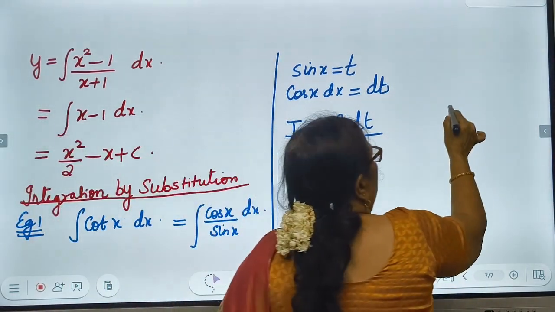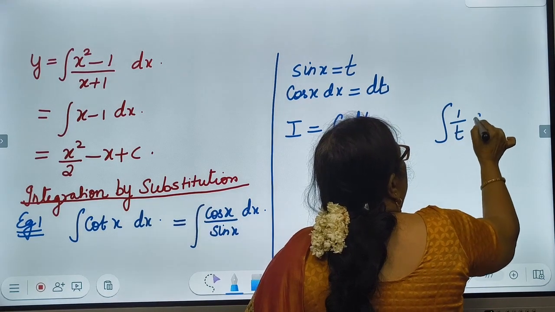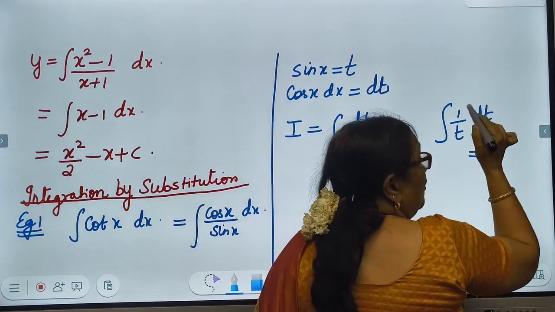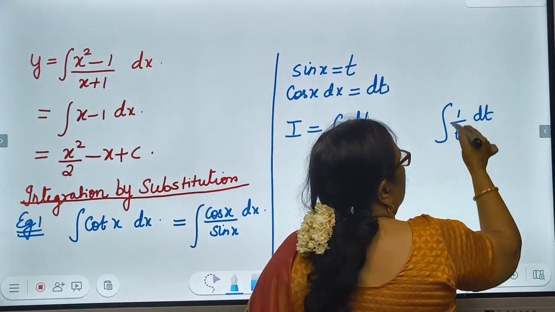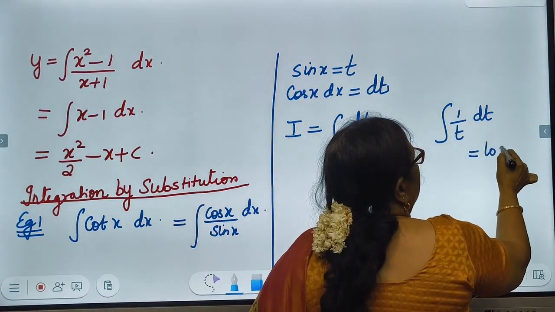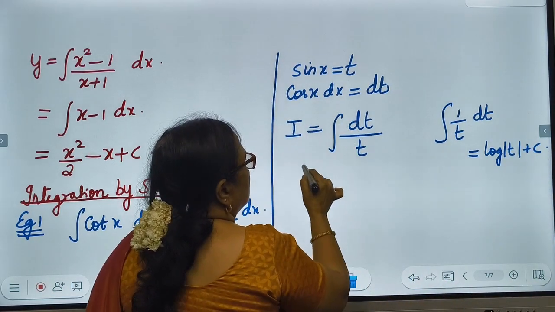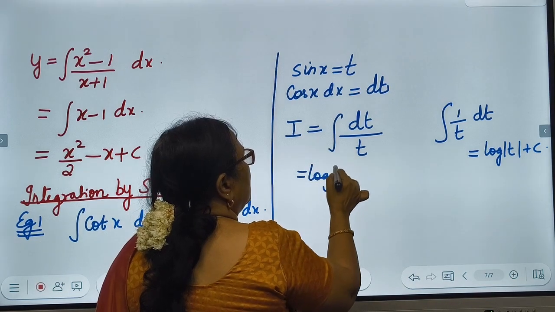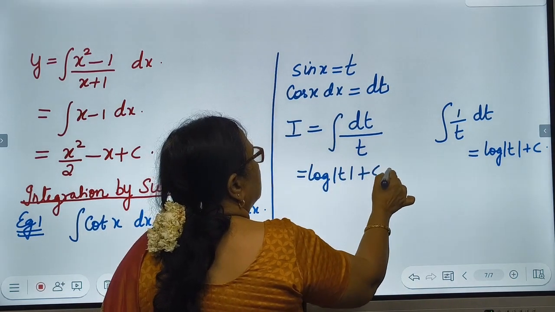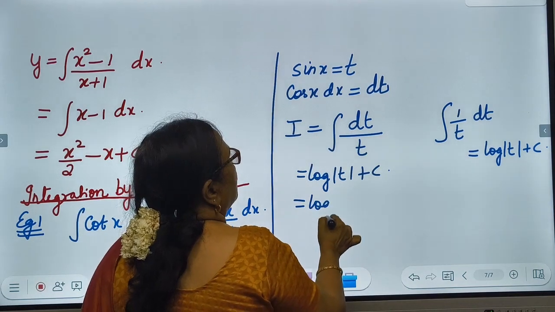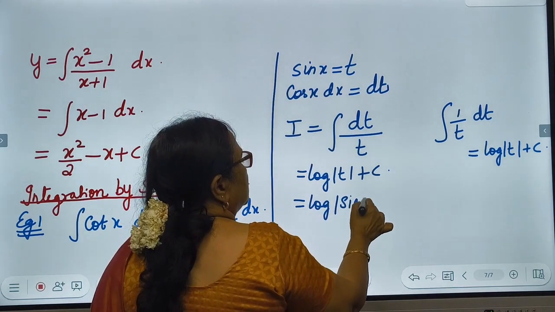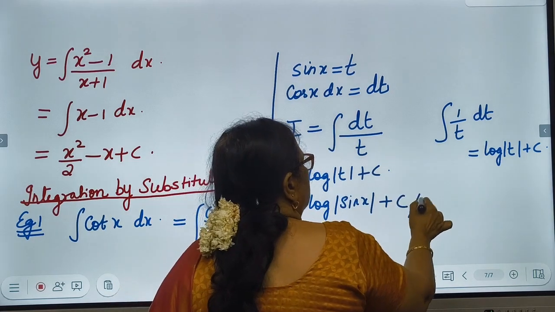What is the integral of 1 by t dt? The integral of 1 by x is log mod x. So the integral of 1 by t dt will be log mod t plus c. So this is log mod t plus c, which is log mod sin x plus c.